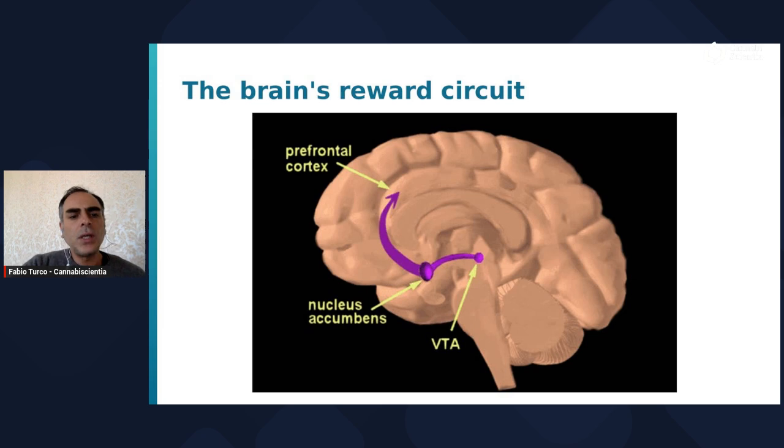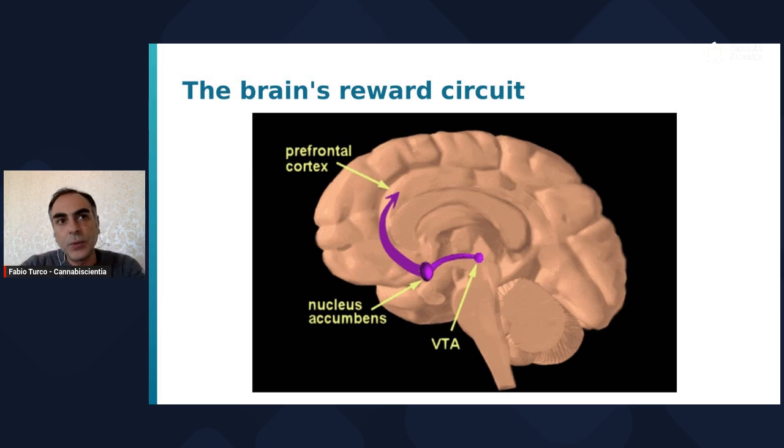What happens? When we engage in a pleasurable activity, there is an increase in the production of dopamine within the ventral tegmental area, the VTA that I showed in this slide. So a pleasurable activity increases the production of dopamine from the VTA to the nucleus accumbens. Here, dopamine, and to the frontal cortex.